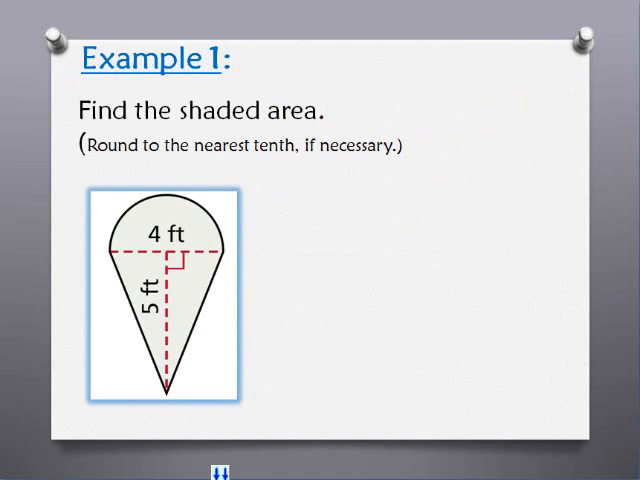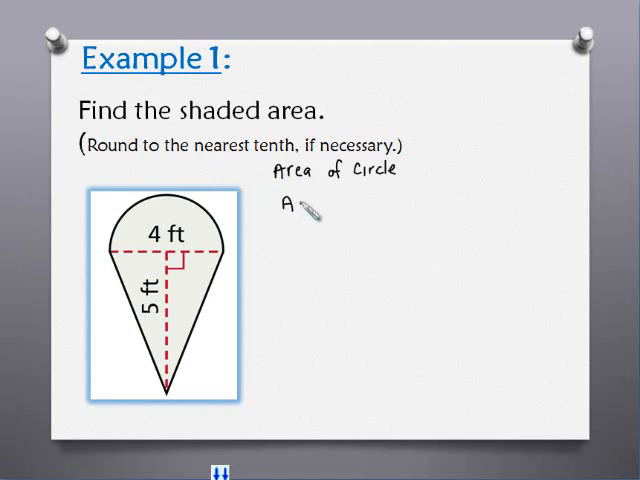It says find the shaded area. So the shaded area is everything that's in here. And if you notice here, we have a triangle and we have a semicircle, so half a circle. So we're going to have to find the area for both of these shapes, and then we're going to add them together to find the total area of the composite shape. Let's go ahead and start with the area of the circle.